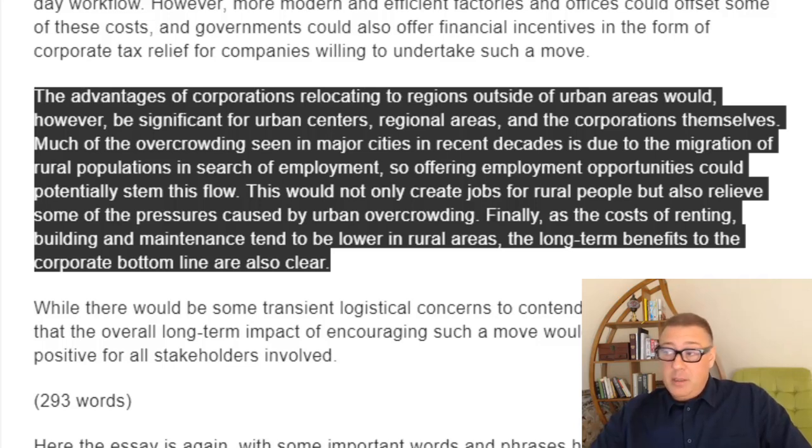Finally, as the cost of renting, building, and maintenance tend to be lower in rural areas, the long-term benefits to the corporate bottom line are also clear. So again, the financial benefits for companies is also clear. So I've very clearly mentioned three benefits, three advantages to three different groups, and gone over those in enough detail that I've met the requirement for a well-developed idea.